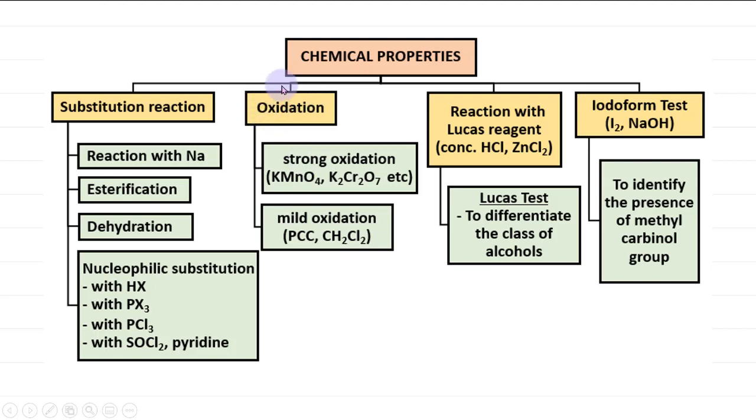And then we are going to look through the oxidations, which will have the strong oxidations using strong oxidizing reagents, and mild oxidations using mild oxidizing agents. And then here is your chemical test: reactions with Lucas reagent, which is called the Lucas test, to differentiate the class of alcohols. And last, the iodoform test, which is to identify the presence of a methyl carbonyl group.